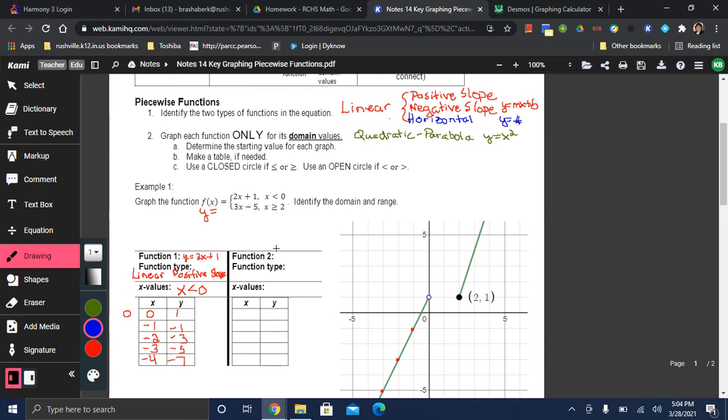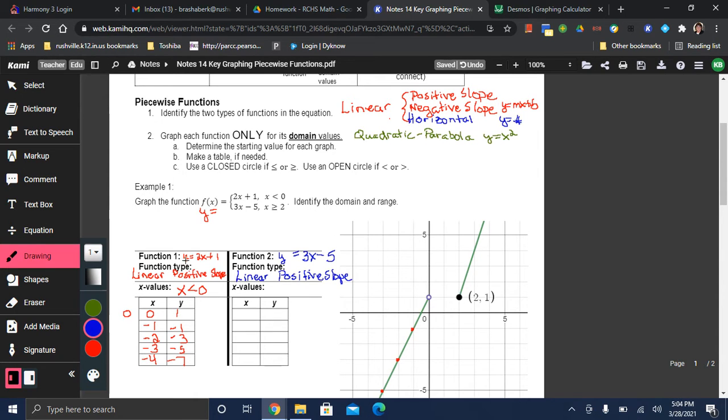So on this second graph, this is y equals 3x minus 5. All right, now that also is mx plus b. And so this also is linear. And we're going to look at the slope. The slope is the 3, and it's positive. So this is linear again with a positive slope. So you would again be looking for a graph that had a line in the second part that went up.